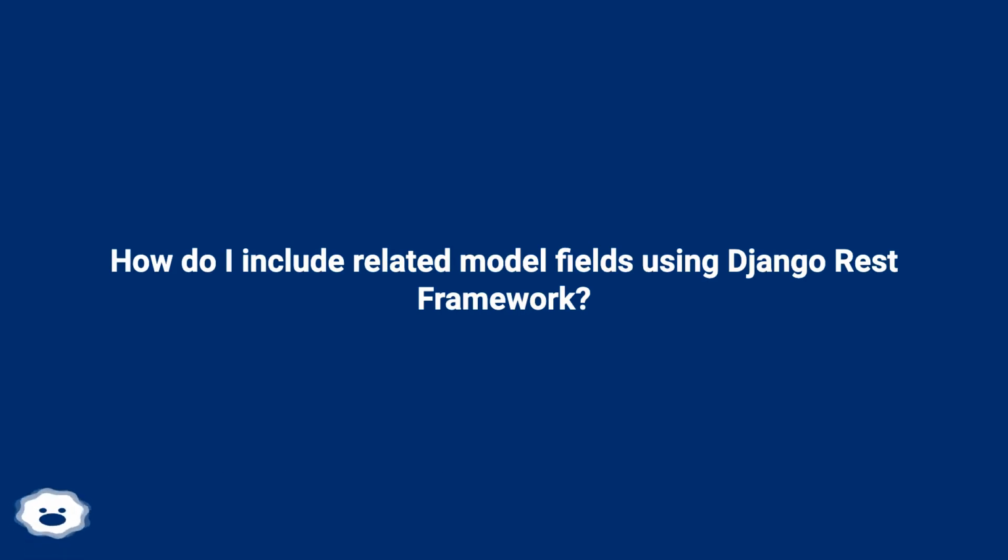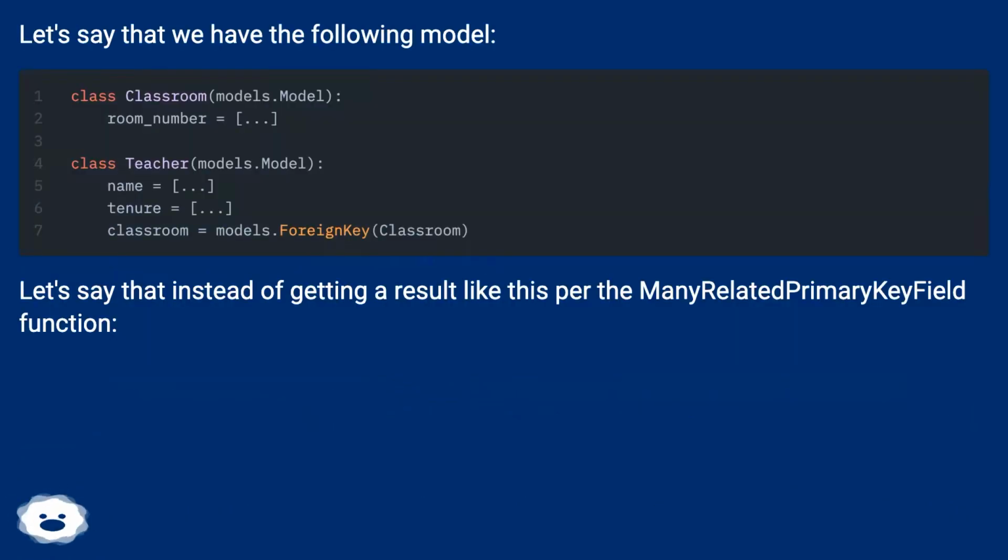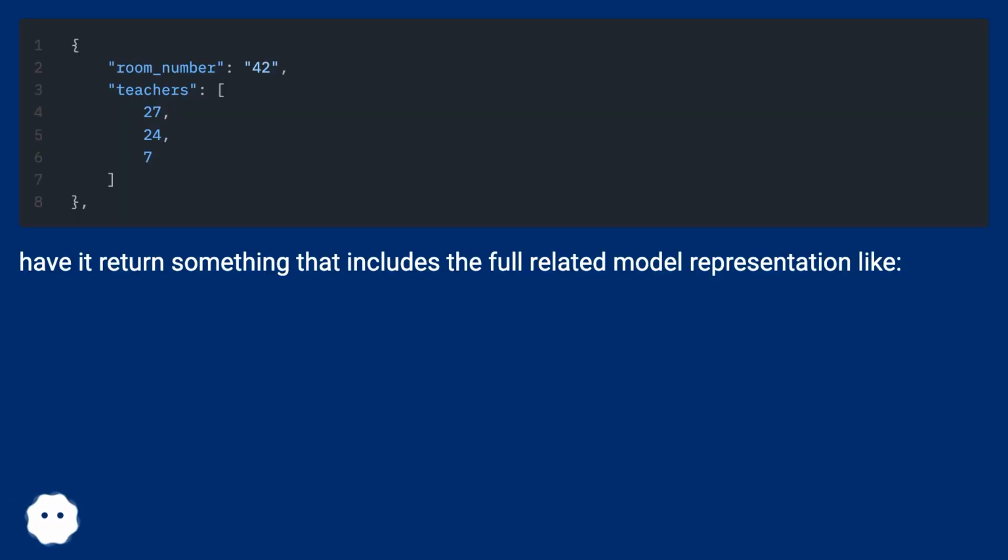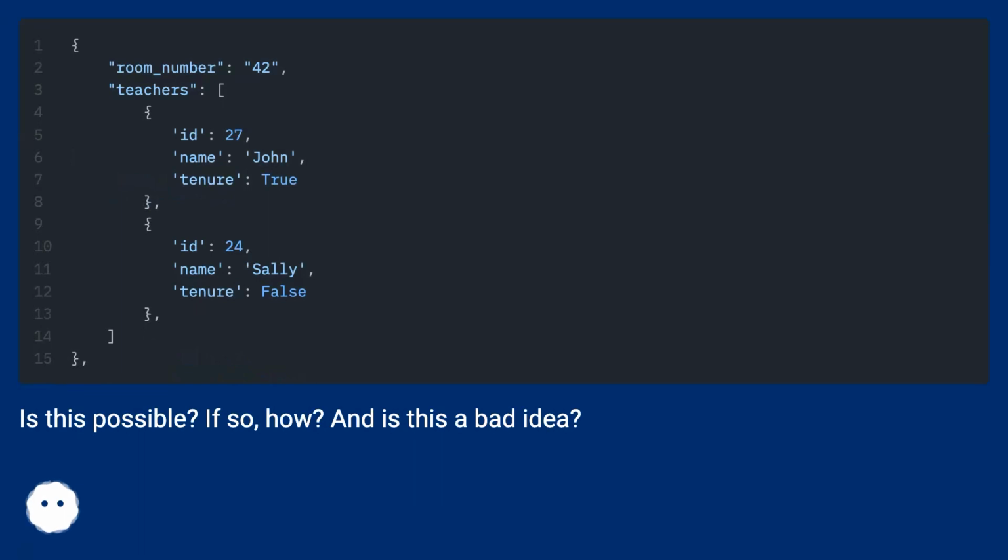How do I include related model fields using Django Rest Framework? Let's say that we have the following model. Let's say that instead of getting a result like this per the many related primary key field function, I'd like to have it return something that includes the full related model representation. Is this possible? If so, how? And is this a bad idea?